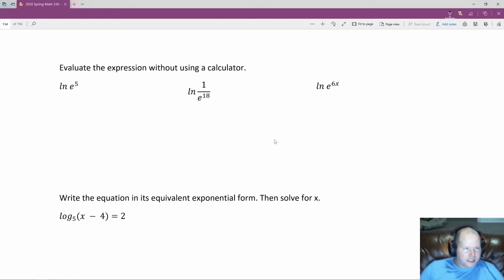So over here, we're saying evaluate the expression without using a calculator. Now, we didn't really go over natural logarithms yet, but natural logarithms have an understood base of e, right? So the base here, even though you don't see it, is e. So you basically say, well, e to what power would give you e to the 5th power? Well, 5, right?